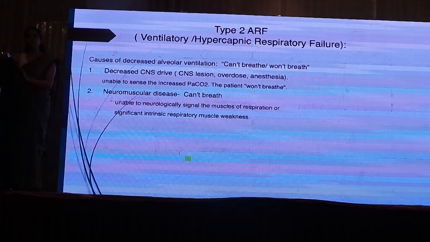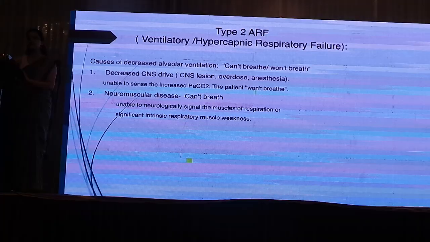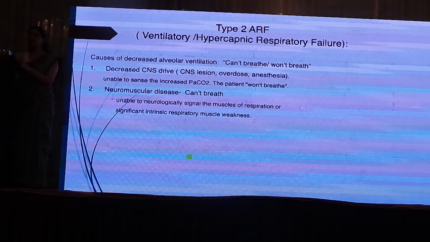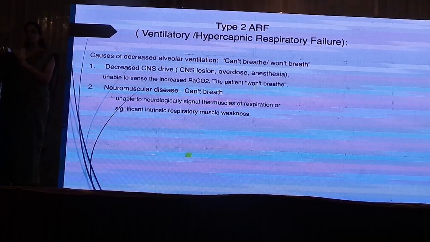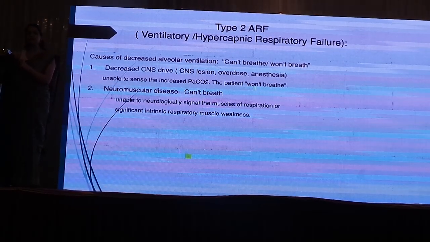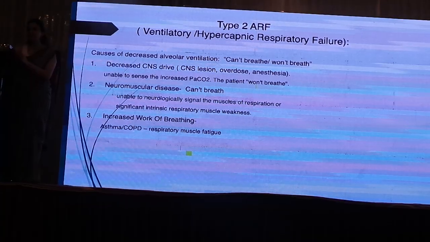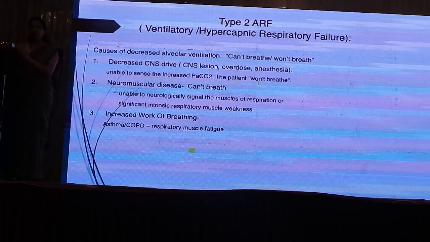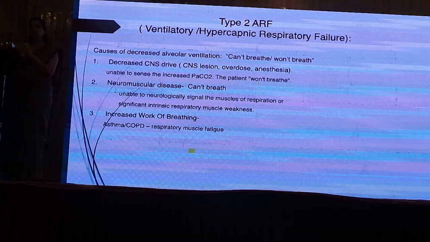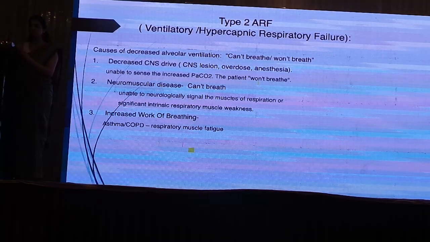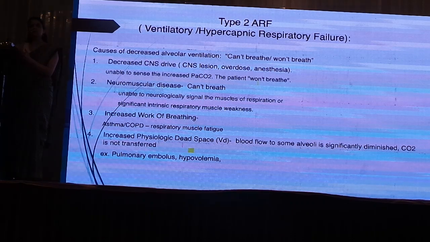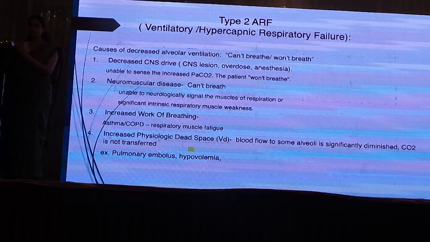Coming to neuromuscular issues, wherein the patient cannot breathe because we need our muscles to breathe. So here, unable to neurologically signal the muscles of respiration or significant intrinsic respiratory muscle weakness. Both the reasons can be there. Then third is increased work of breathing. Again here the patient relatively cannot breathe in spite of wanting to breathe. So like asthma, COPD, respiratory muscle fatigue because of high respiratory rates.